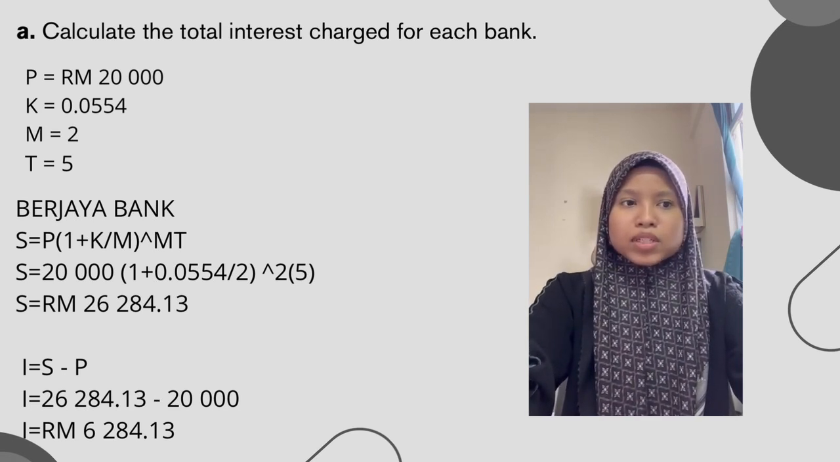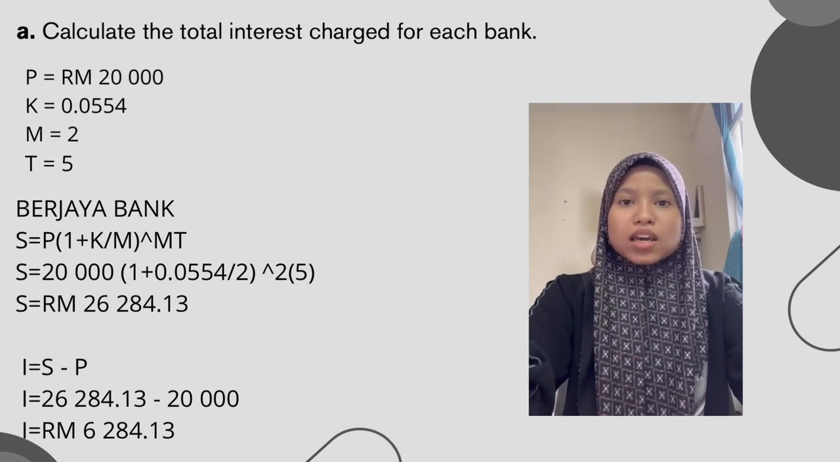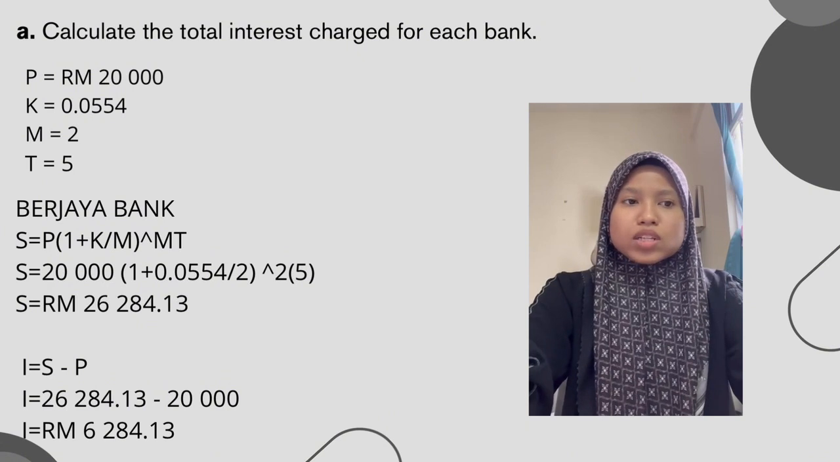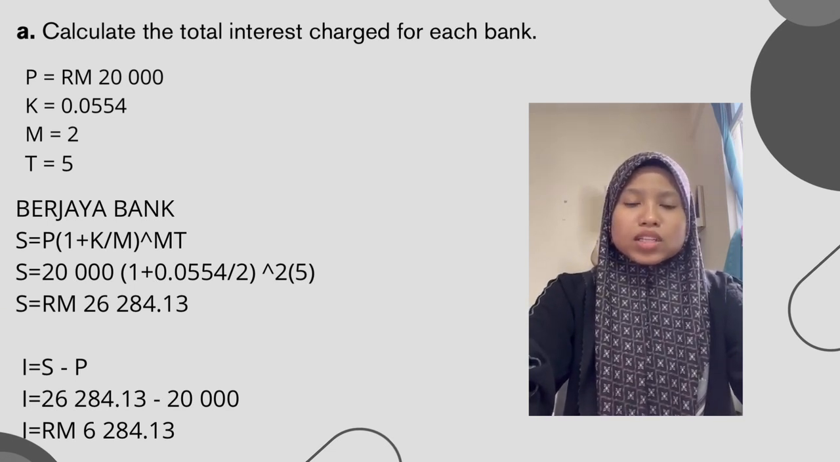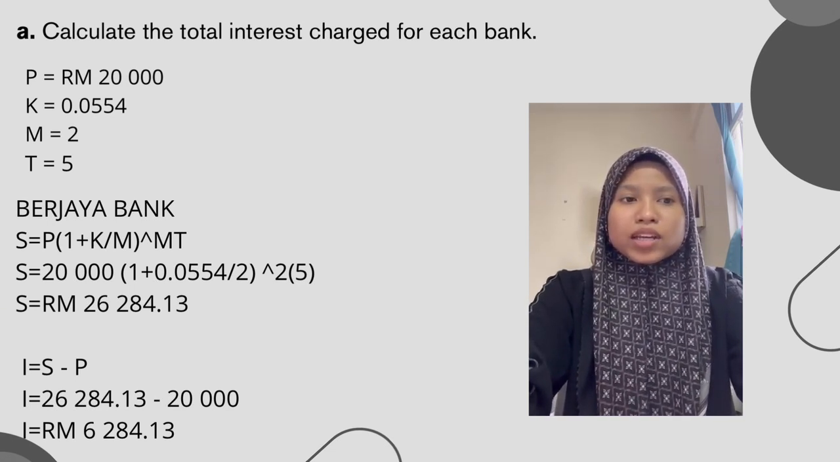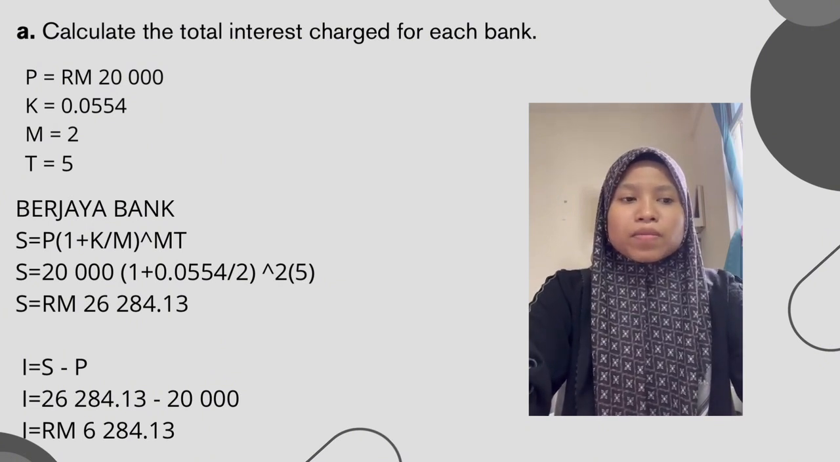First, we take Berjaya Bank first. The formula is S equal to P bracket 1 plus K over M power M T. 20,000 bracket 1 plus 0.0554 over 2 power 2 and multiply with 5. The total answer is RM 26,284 ringgit 30 sen. Second is interest.